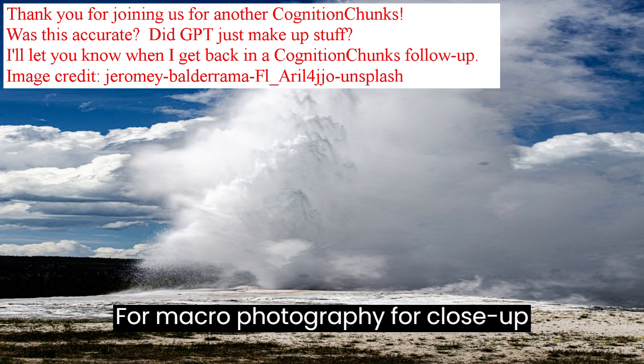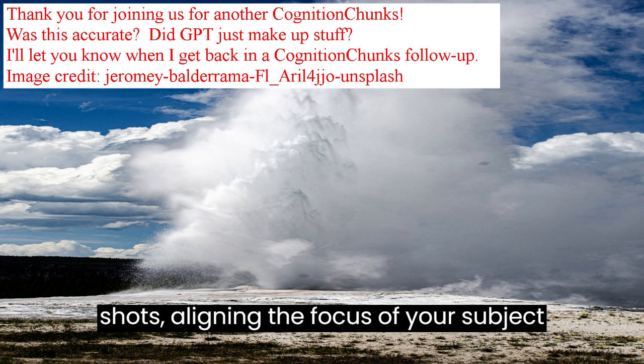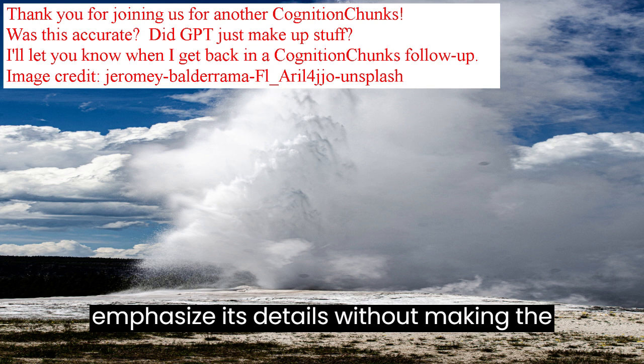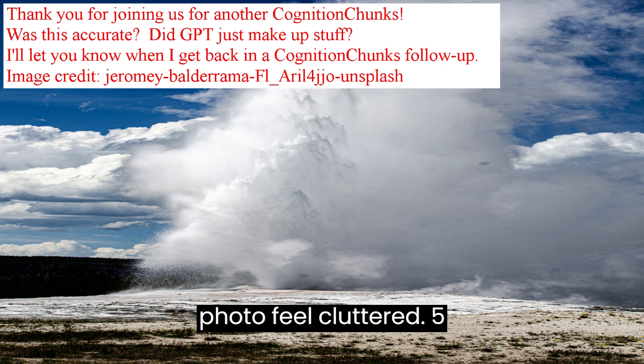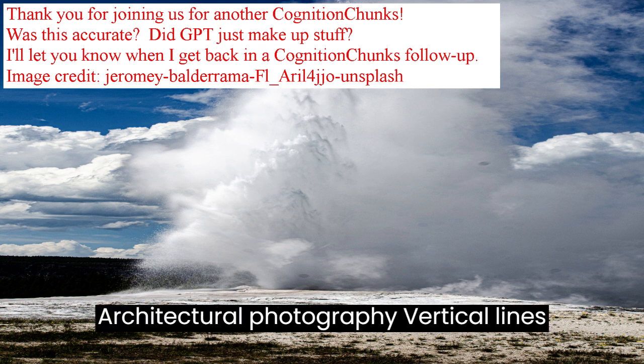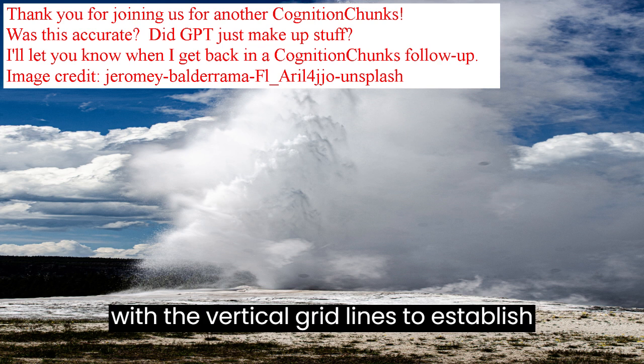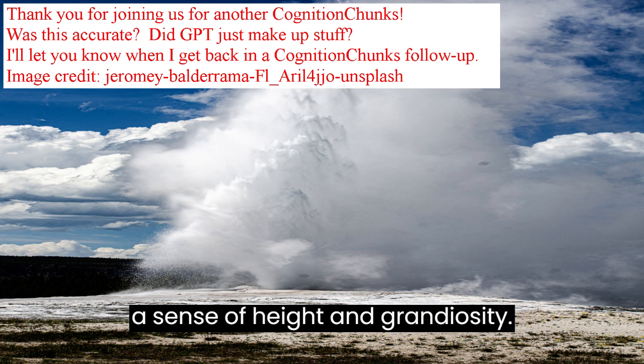4. Macro photography. For close-up shots, aligning the focus of your subject with one of the intersecting points can emphasize its details without making the photo feel cluttered. 5. Architectural photography. Vertical lines of buildings or structures can be aligned with the vertical grid lines to establish a sense of height and grandiosity.